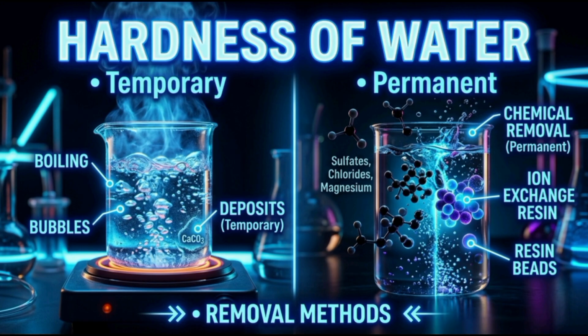Distinguish between temporary and permanent hardness of water. Hardness of water is due to the presence of dissolved calcium and magnesium salts. Temporary hardness is caused by bicarbonates of calcium and magnesium and can be removed by boiling, which converts them into insoluble carbonates. Permanent hardness is caused by chlorides and sulfates of these metals and cannot be removed by boiling. It requires chemical methods such as ion exchange or the calgon process. Temporary hardness is easier to remove compared to permanent hardness. Both types affect the efficiency of soap and industrial processes.